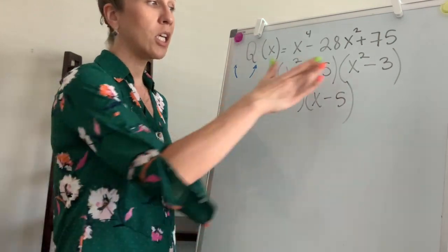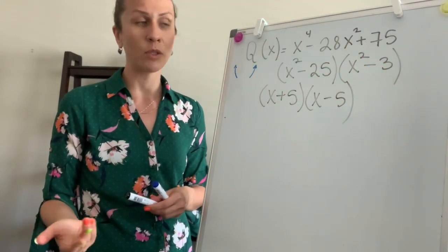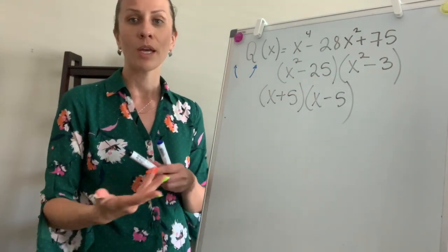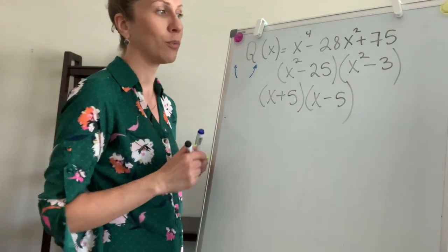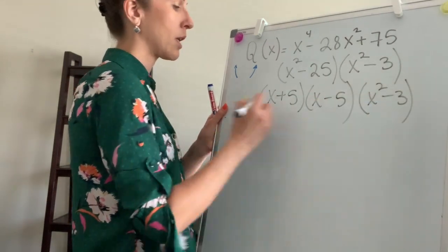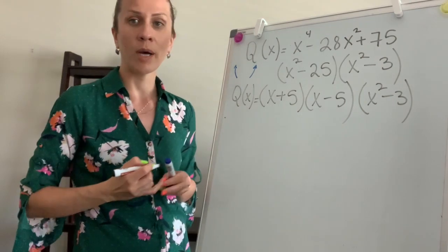And this here is not the difference of squares, so I'm going to leave it as is, but we will still be looking at it, making it equal to 0 and solving for x, in the hope of finding an extra zero of our polynomial function. So I'm going to leave it as is, x squared minus 3. Okay, so now we're ready to find the zeros of our polynomial function.